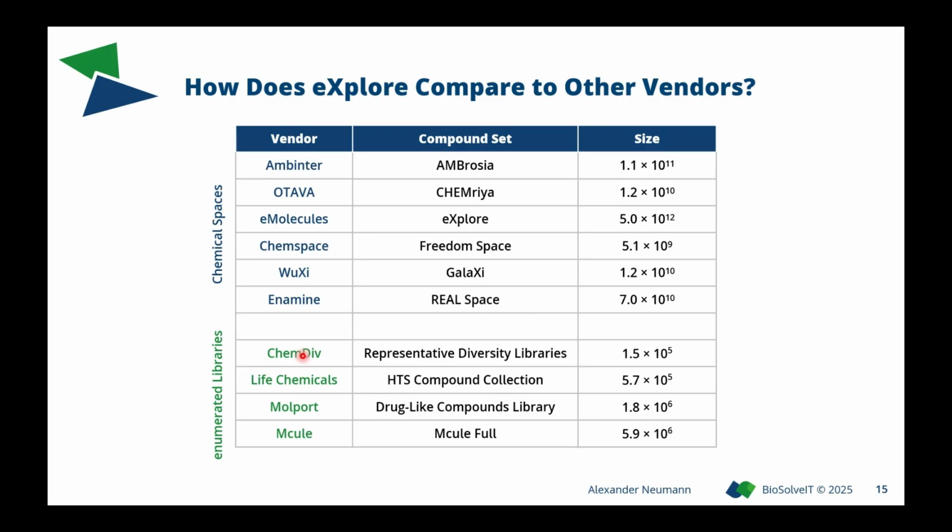So we decided to go with other compound vendors just to get a feeling for whether the size plays a role in the quality of the results. So we worked with ChemDiv, Life Chemicals, Specs, and MCule, and downloaded the libraries. And that can be seen here. The smallest one is 1.5 times 10 to the power of 5, which is 150,000, and then increasing to almost 6 million with MCule.